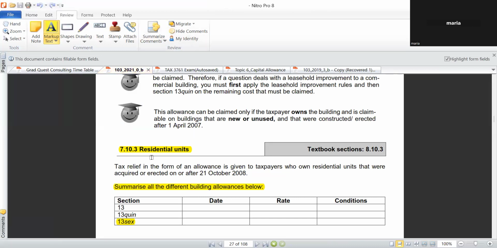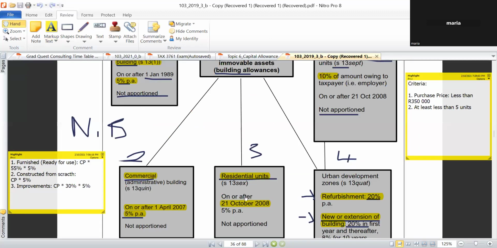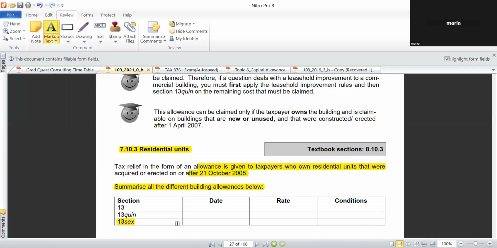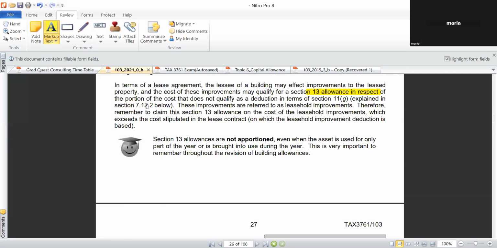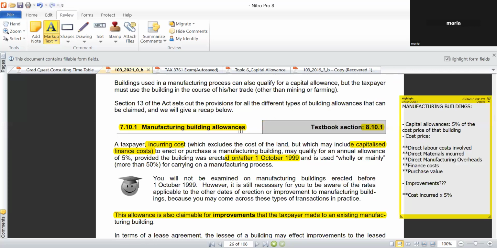So for the residential, tax relief in the form of an allowance is given to the taxpayer on residential units acquired or erected on or after 21 October 2008. So that's exactly what they are saying to you here. It's the same thing. So it'll be 5% of that particular asset's purchase price. So remember, this is just a summary for you guys. Section 13, subsection 1, is only applicable when you're dealing with buildings that have been acquired for manufacturing purposes. So in other words, it's a property that is used to perform production, okay?